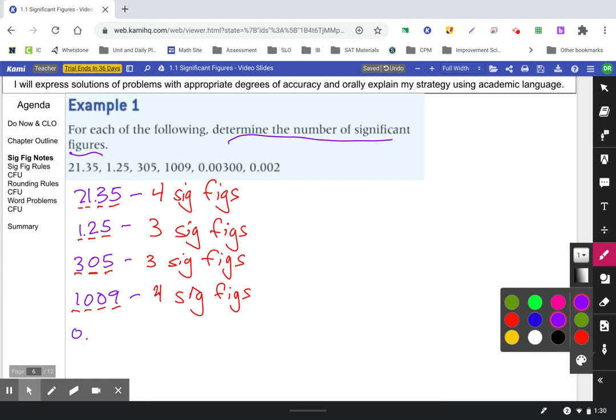Next up, 0.00300. Whoops. Again, I always recommend just starting with the non-zero values. We've got a 3 there. We know that's significant. Now we know from rule number 5 that our trailing zeros after a significant value, that's after a decimal point here, do count as significant. So these are significant. However, our leading zeros never count as significant. So nope, nope, nope, not significant. This only has 3 sig figs.